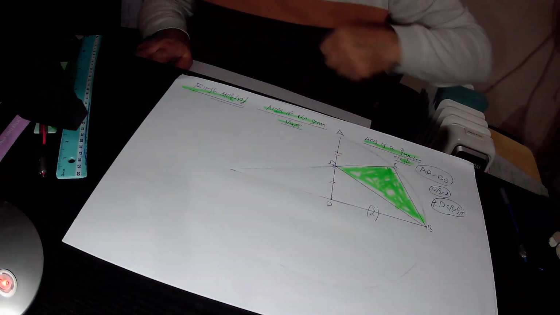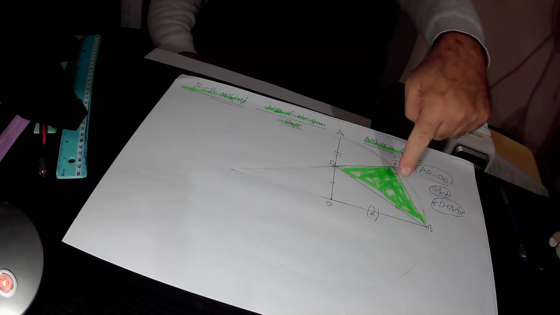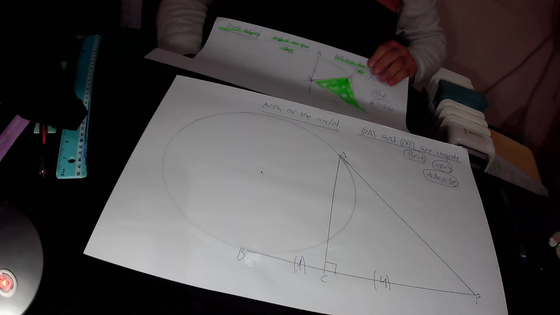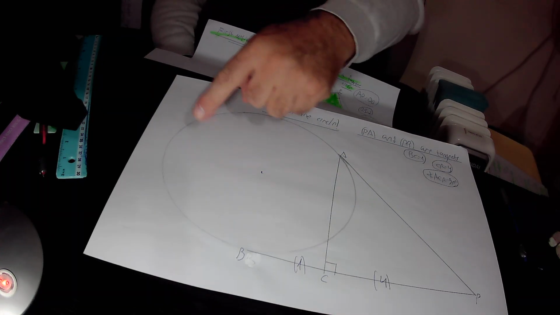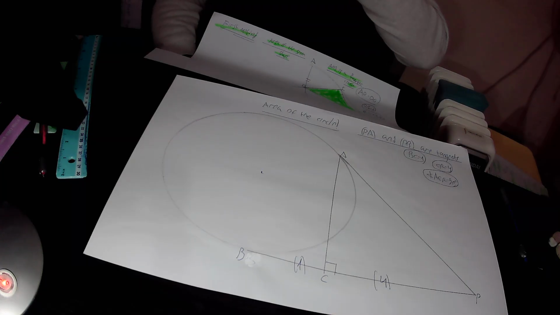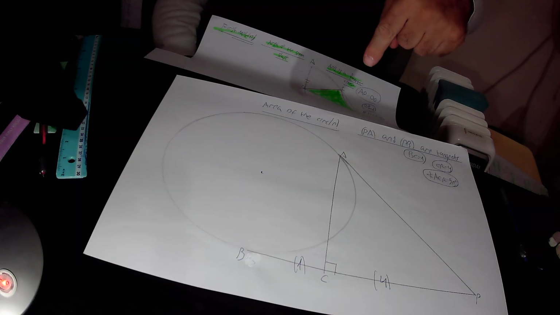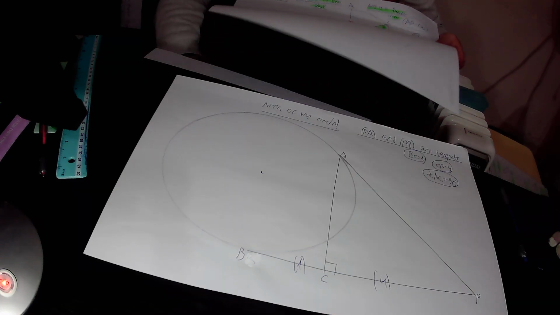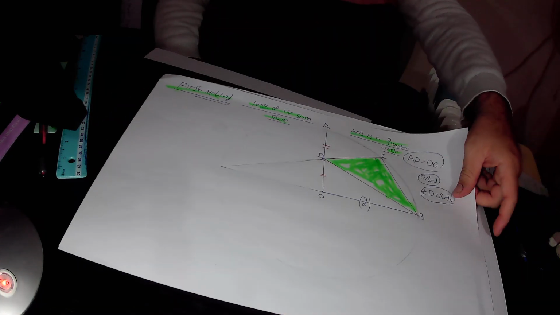Hello, in this lecture we'll answer two questions. In the first question we find out the area of this green shape using two different methods. And in the second question we will find out the area of this circle that intersects with this right triangle ACP. So we start with the first question.